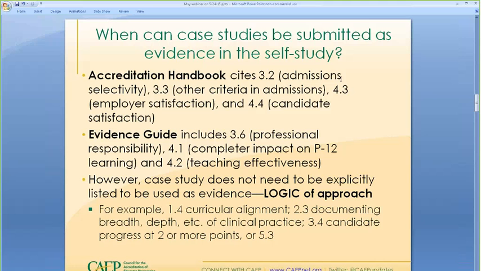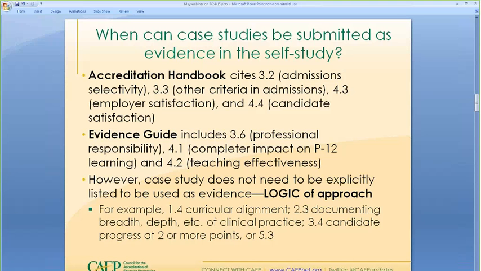Okay, and also 5.3, and 5.3, as you may know, relates to the quality assurance system and is the point at which a transformation or a particular innovation in an approach should be tested and can be tested, and so case study might be appropriate here as well.